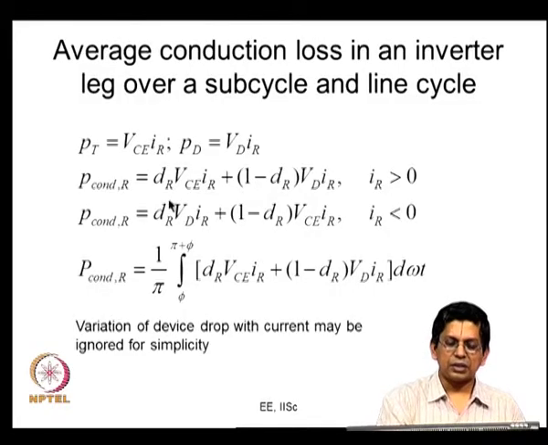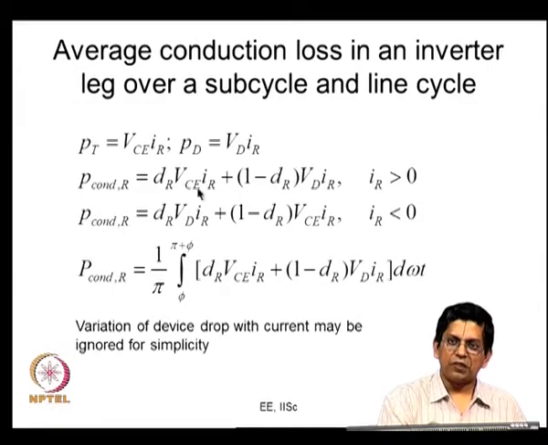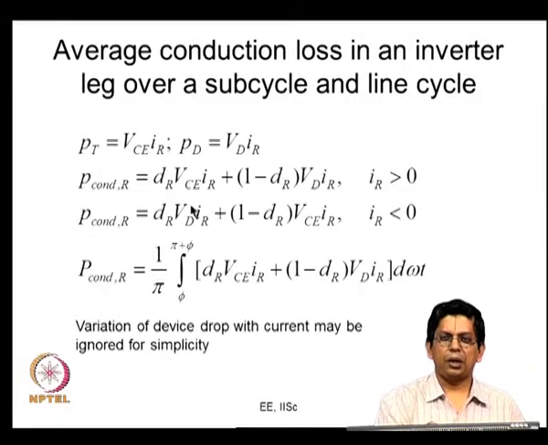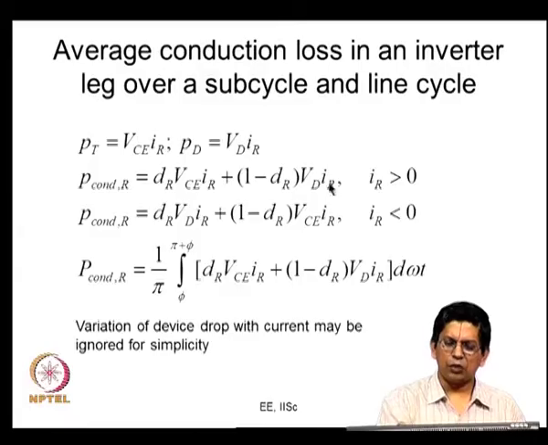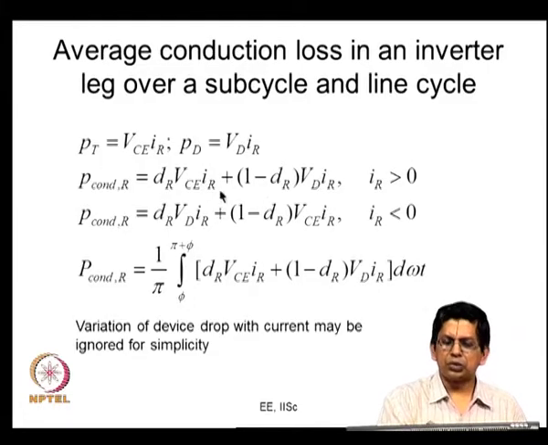And you can see that this loss is varying from one subcycle to another subcycle. Why? Even if you ignore this variation in VCE, maybe 3 volts for some 50 amperes current, it may rise to 4 volts for some 100 ampere current. Well, let us ignore all that. Even if you have ignored VCE and the variation in VD with current, you see that your duty ratio changes.